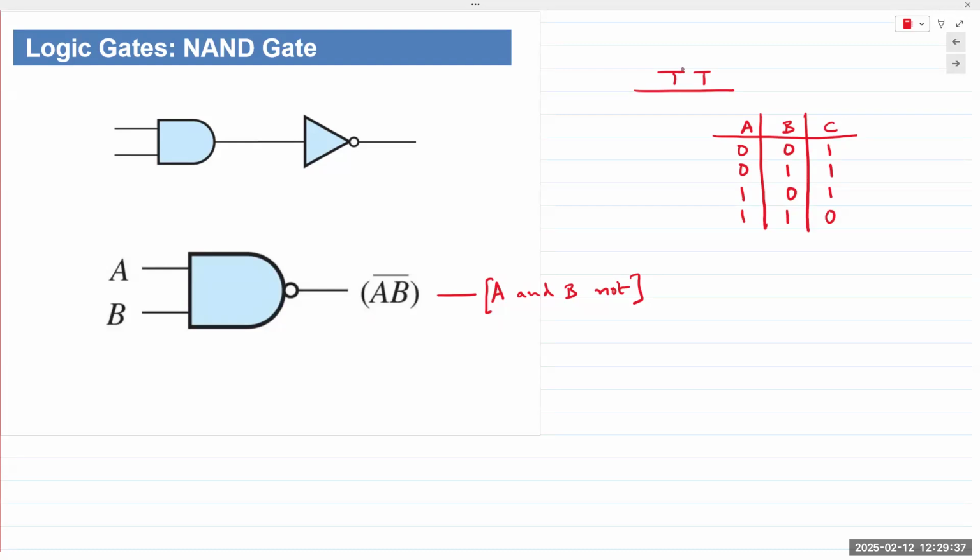All right. What time are we at, 12:30? Yes.